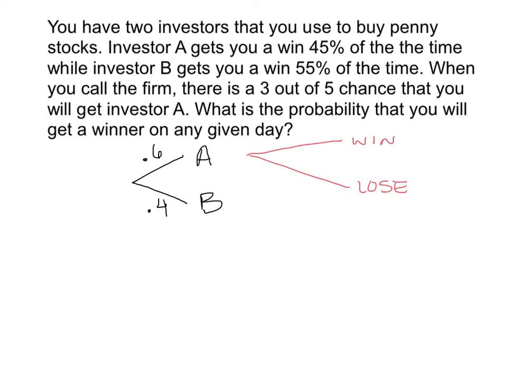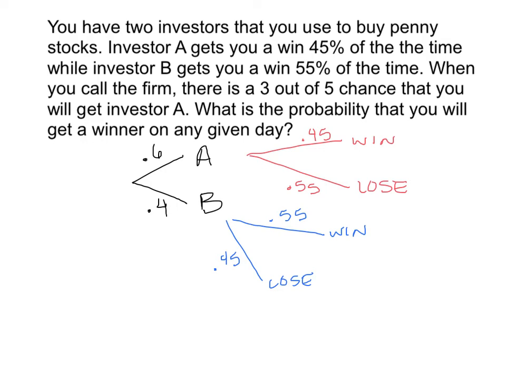So the probability that you're going to get a win is 45%, and the probability that you're going to get a lose with Investor A is actually 55%. So now you have Investor B, and he's sort of the opposite. If you have Investor B, the probability you're going to get a win is 55%, which means the probability that you're going to lose is 45%. You want to know the probability that you will get a winner on any given day.